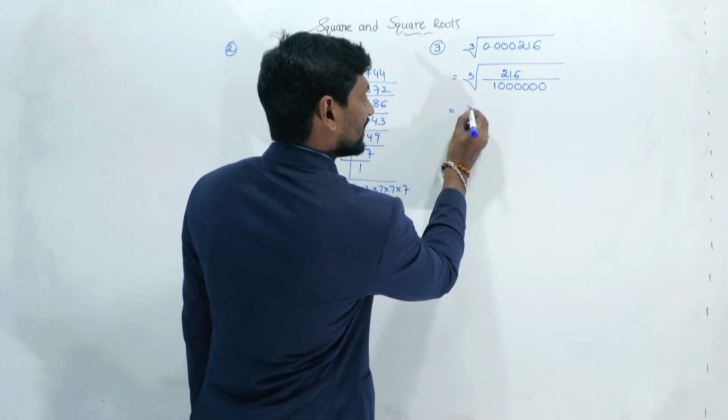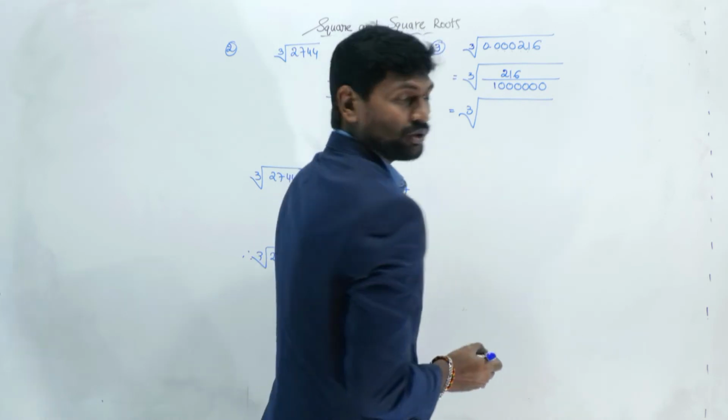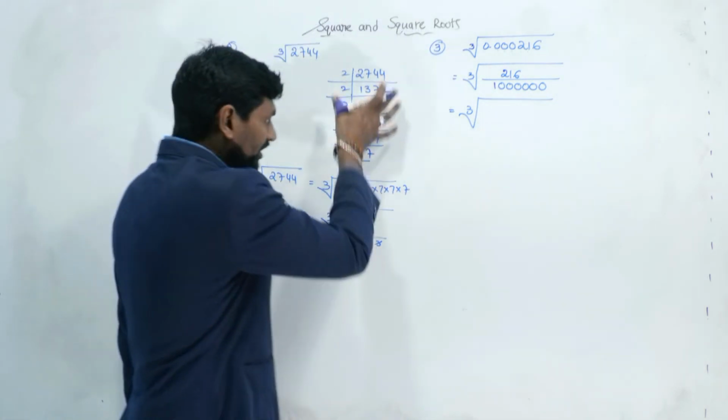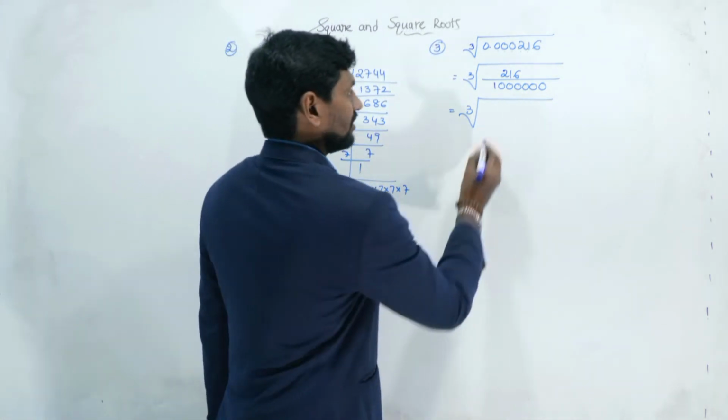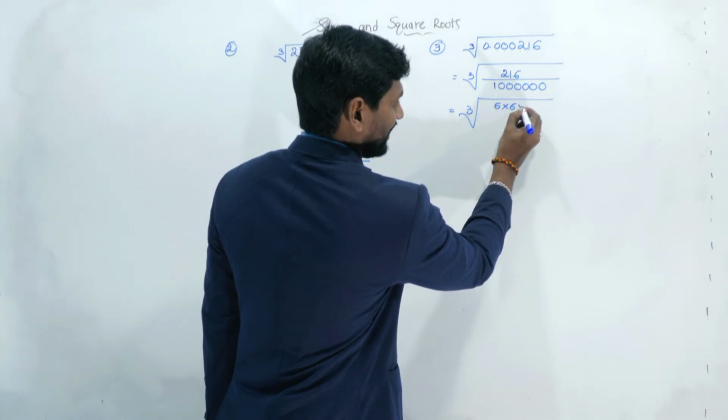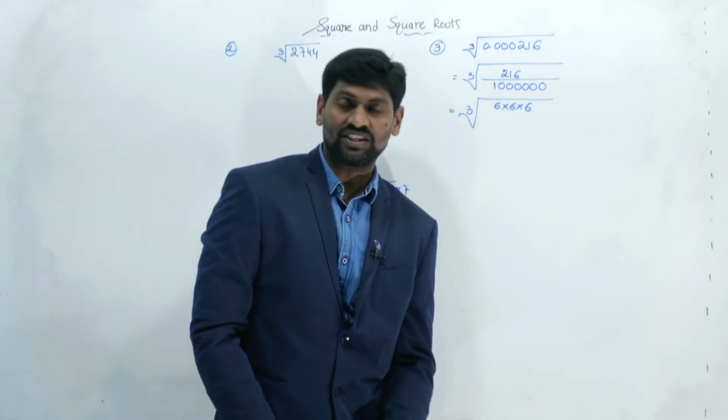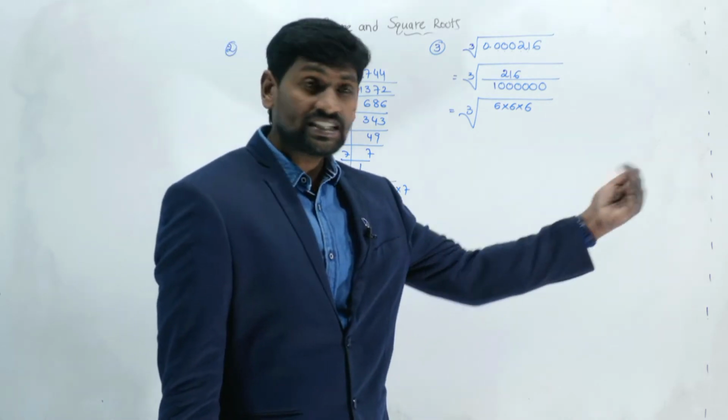So for 216, how to find the root? By doing the prime factorization method. But I know 216 is 6 cube. 6 into 6 into 6. 6 6s are 36, 36 6s are 216.